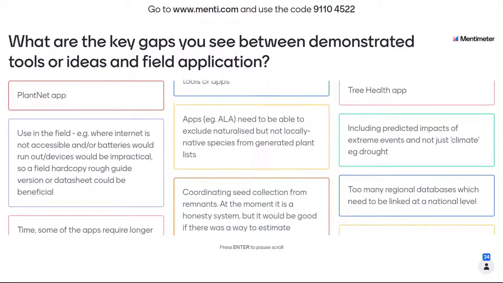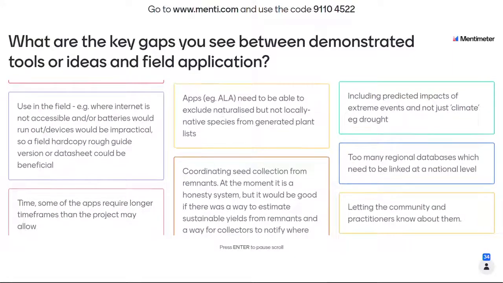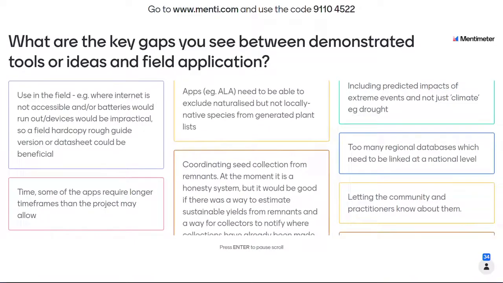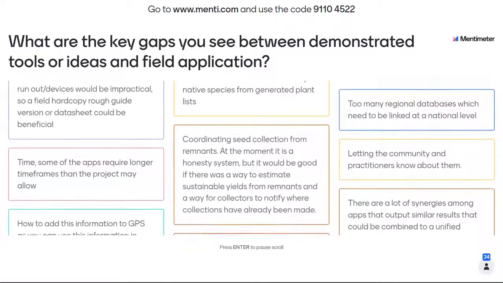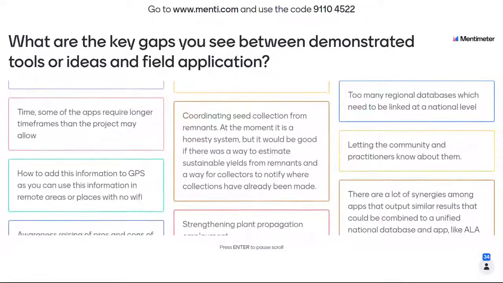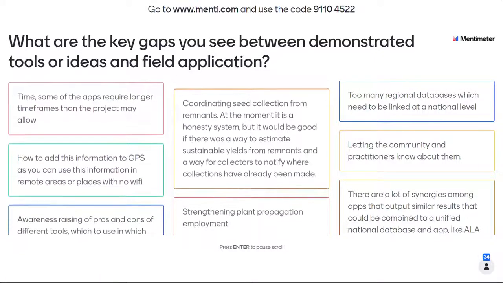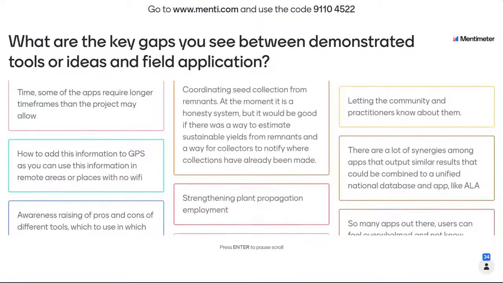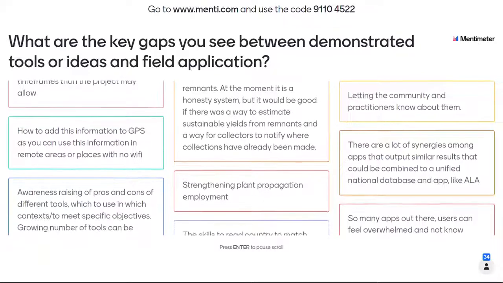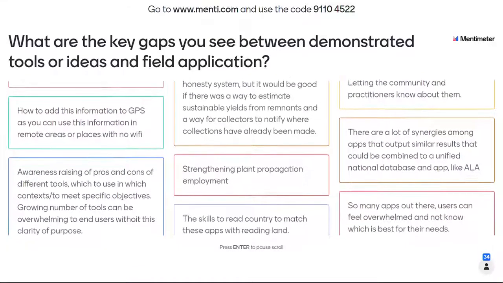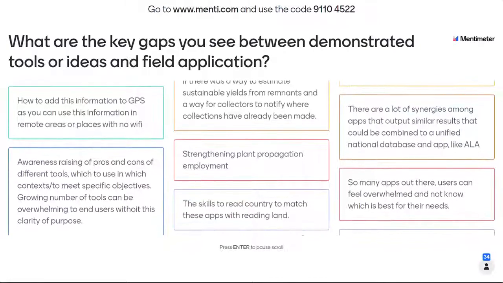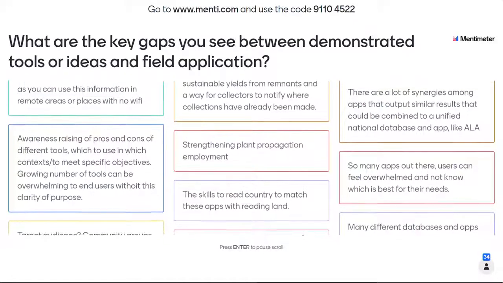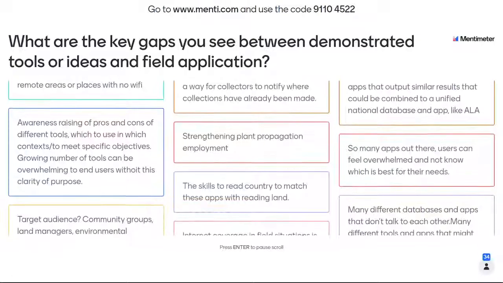Yes, a good point that was picked up earlier, some apps need to be able to exclude the naturalised but not locally native species from the generated plant list, yes, and we've heard about how the regional veg lists do that. We need time. Some of the apps require longer timeframes than the project may allow, definitely. Yes, also letting the community and practitioners know about the app. So it'd be great, Tim, when there's a launch in June of the app and website together, we'll write about it in Australasian Plant Conservation and get it out, Flora Bank website and other places, definitely.